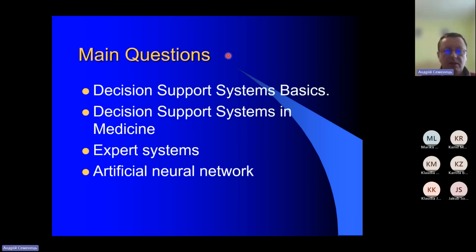The main question in today's lecture is the basic definition of what a decision support system is as a kind of information system. Then we will consider the application of decision support systems in medicine, and introduce ourselves a little to expert systems and modern achievements in this area. Finally, if we have enough time, a few words about artificial neural networks as one of the techniques which give us the power to develop decision support and expert systems. Let's start with the first.